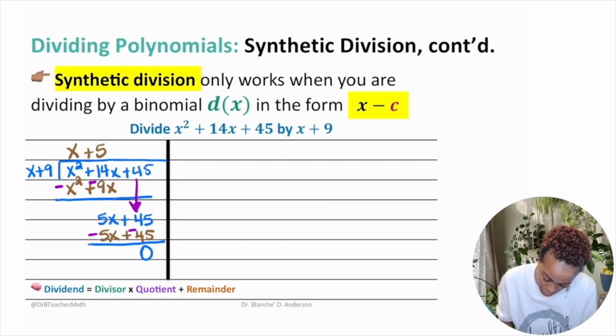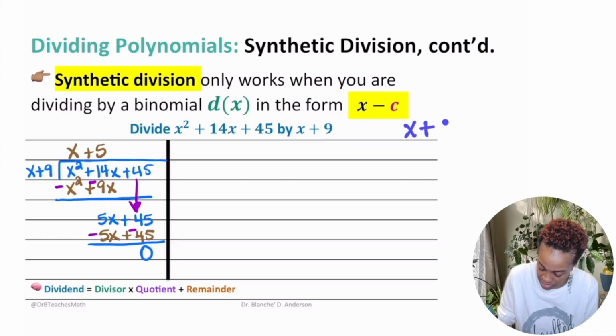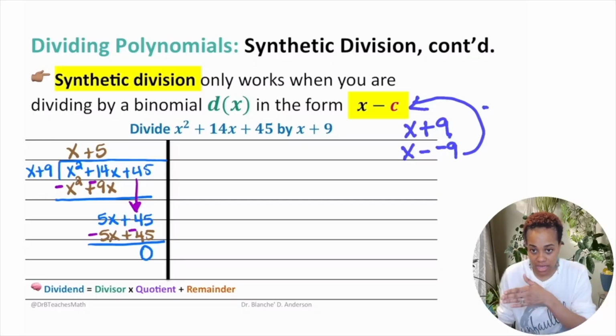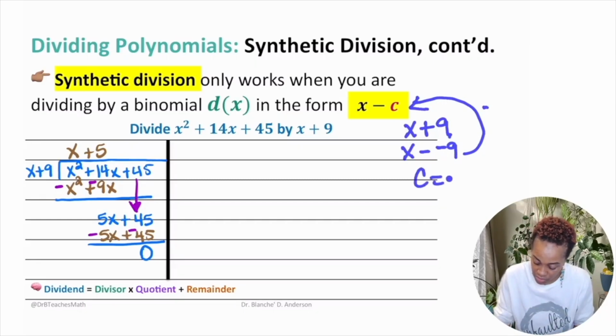So remember I told you we're only dealing with the coefficients. And then what I'm dividing by, I need to make it look like that. So right now I have x plus 9, but I need it to be x minus something. Do you agree that if I rewrite this as x minus negative 9, it fits this form here? So x minus negative 9 fits that form. So that means my c is equal to negative 9.